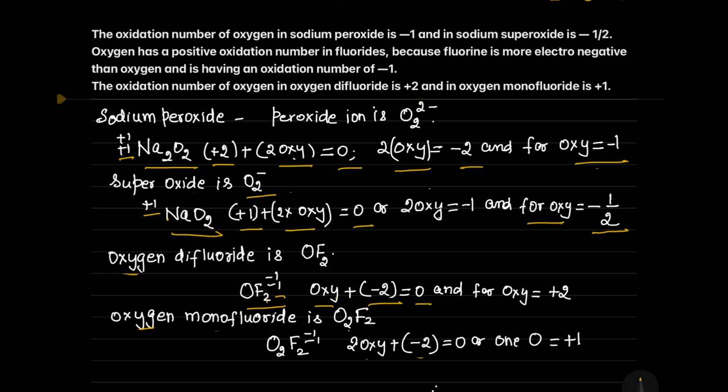Oxygen monofluoride has the formula O2F2. It's also a neutral compound. In O2F2, the oxidation number of 2 oxygen plus the total oxidation number of 2 fluorine, that is -2, the algebraic sum is 0, or for 1 oxygen it is +1.